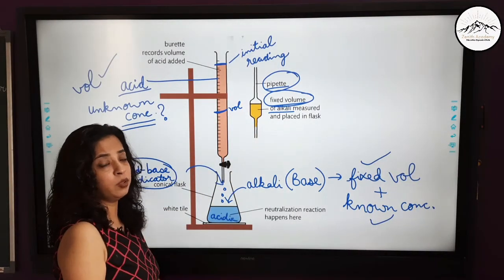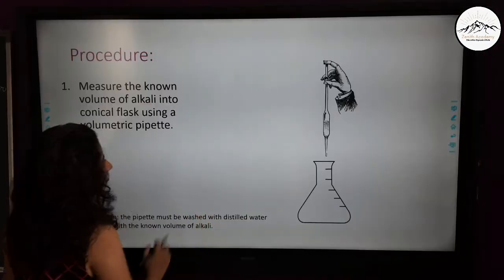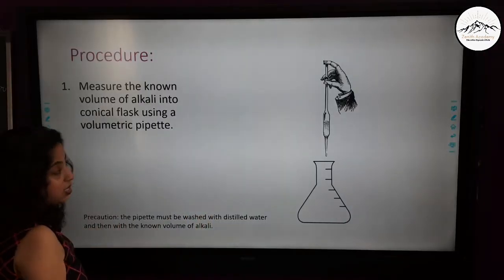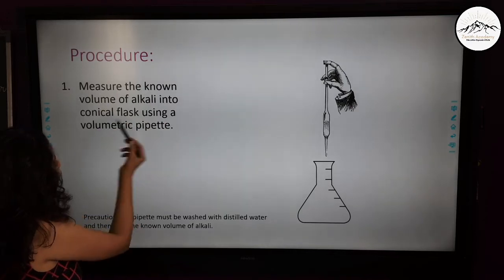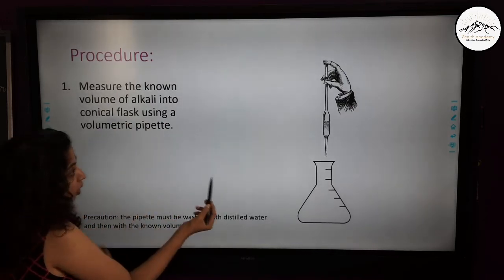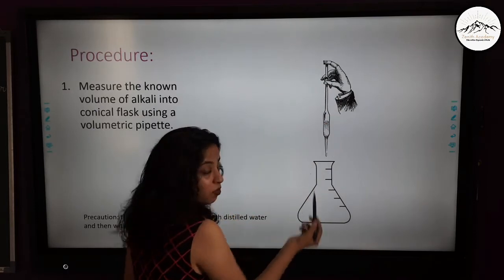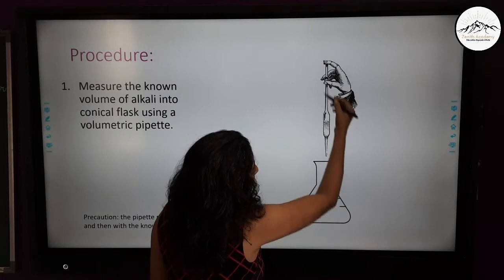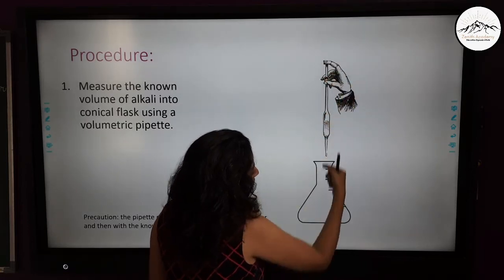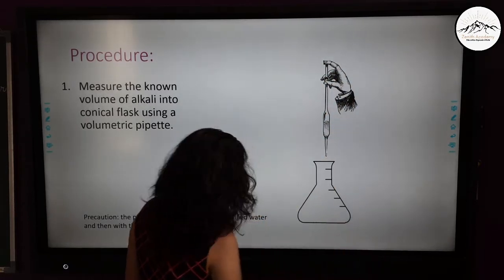Now let us go into the procedure in detail. So this is the first step. Measure the known volume of alkali into the conical flask using a volumetric pipette. Now this type of pipette is known as a volumetric pipette. We take a fixed volume of alkali with the help of a pipette and then release our finger and release the alkali into the flask.